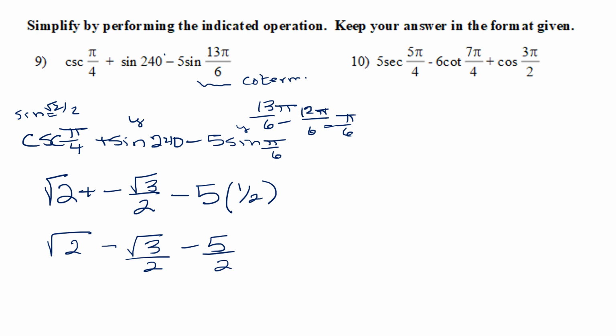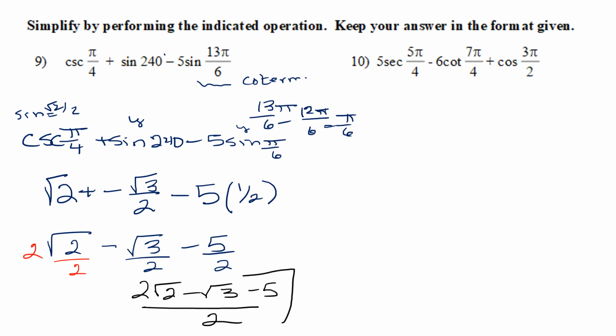Don't forget, we could take that first term, the square root of 2, which would be square root of 2 over 1, and multiply through 2 over 2. So I can write it as one big fraction, which would give me 2 square root 2 minus the square root of 3 minus 5 all over 2. There you go.